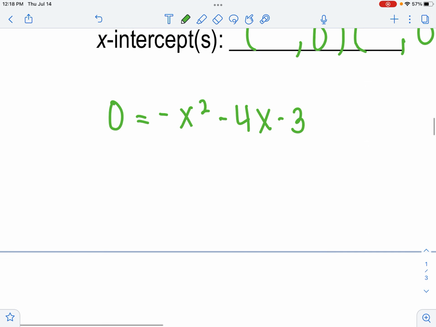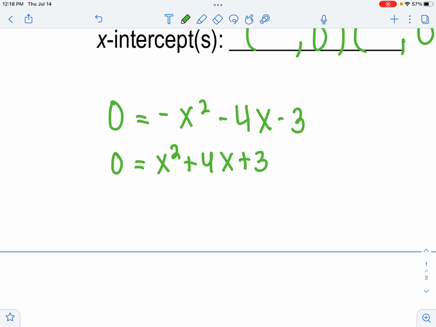I could try to factor it right now, but the first thing I notice is that there's a lead coefficient that is negative, and I'm not a fan of that. So what I could do is divide everything by -1 to get rid of that lead coefficient. Could I factor it the way it is right now? Yes, but I don't want to. So I'm going to divide everything by -1. 0 divided by -1 is still 0. x squared divided by -1 is x squared. Negative 4x divided by -1 is positive 4x, and then I have positive 3.